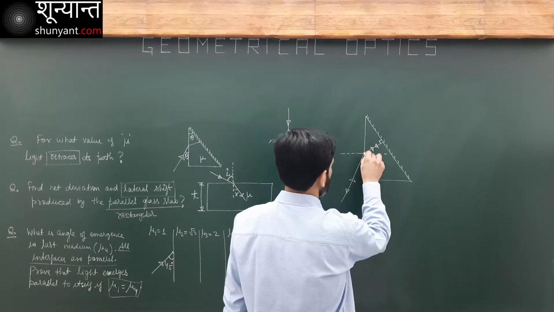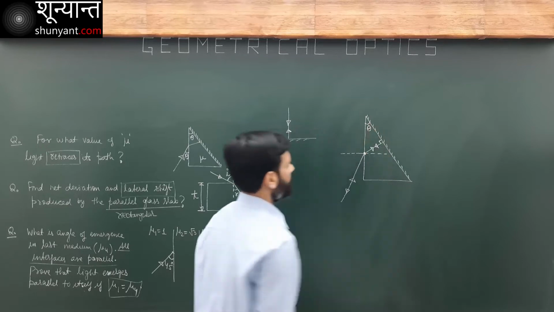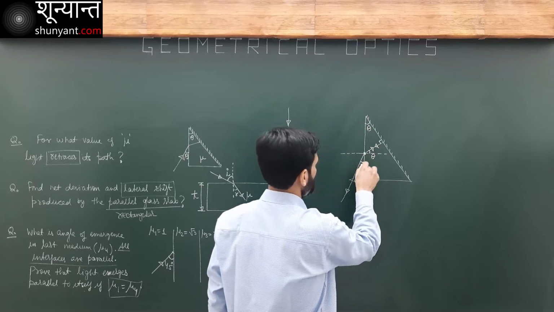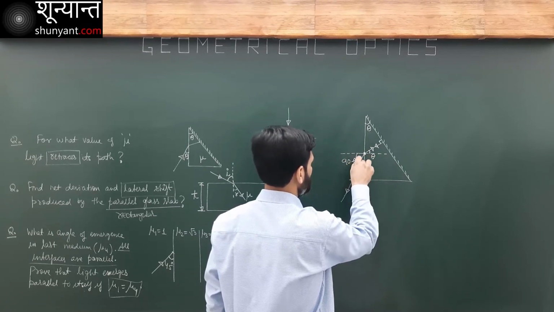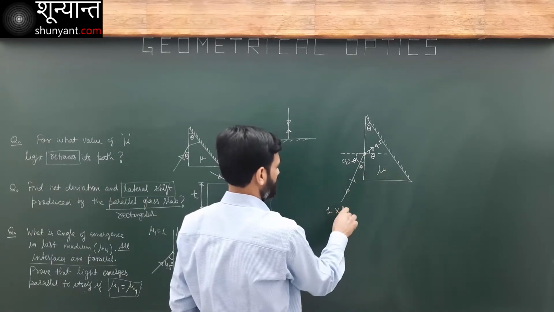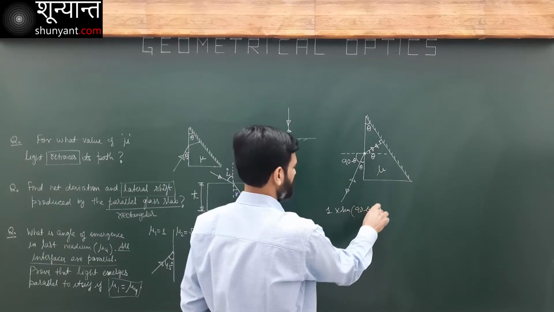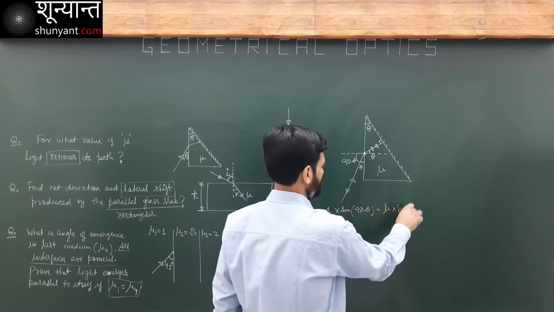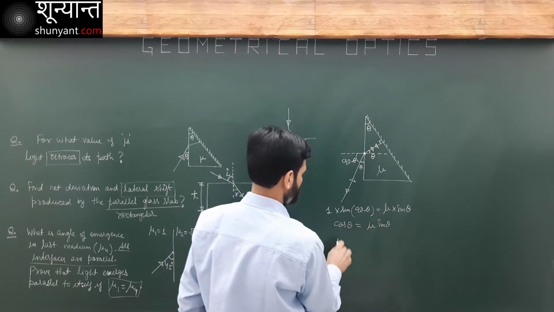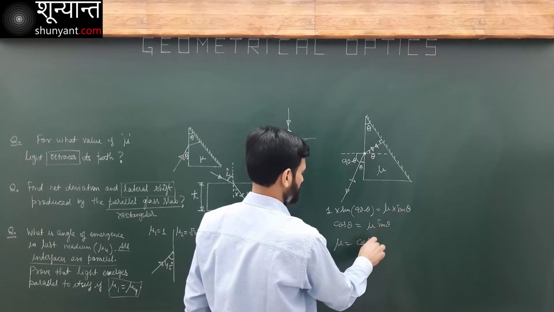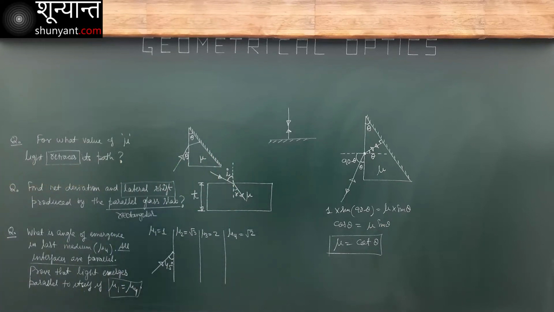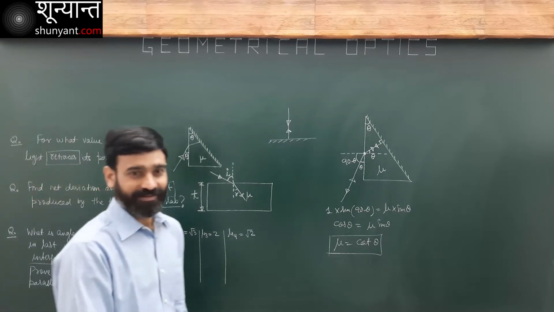At this point refraction happens. This angle is theta. This is 90 minus theta. So this angle becomes theta here. This is theta. So this becomes 90 minus theta. This is mu. I will write 1 times sine of 90 minus theta is mu times sine theta. This is cos theta. Cos theta is mu sine theta. So mu is cot theta. Did you get the same answer?